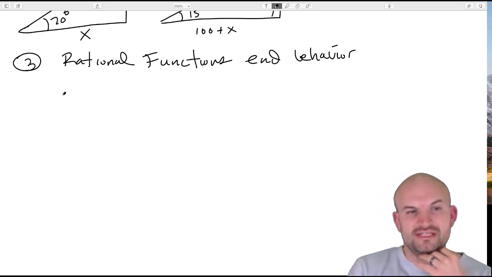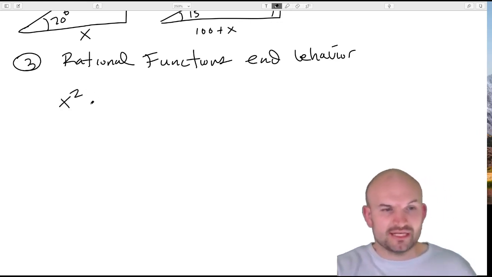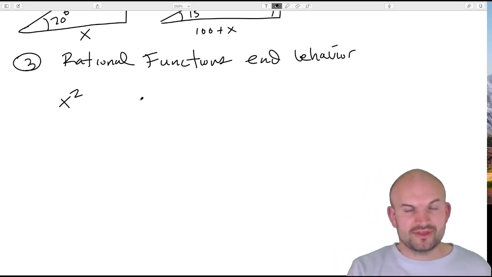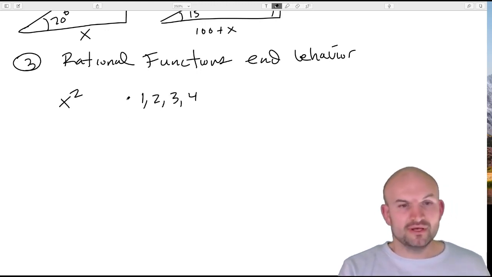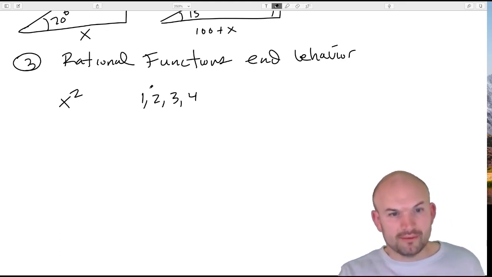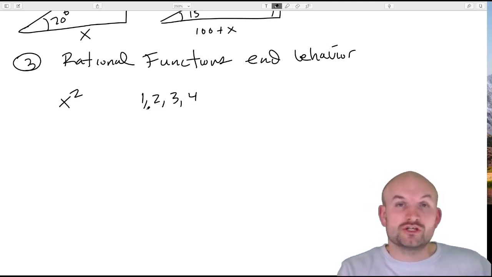So if you just think about numbers, for instance, if I had x squared, right? If I keep on plugging numbers in for x, they're going to keep on getting larger and larger. And when we're thinking about numbers, let's just pick 1, 2, 3, 4. So if this is my function x squared, and I plug in 1, plug in 2, plug in 3, plug in 4, you can see those numbers are going to keep on getting larger and larger.